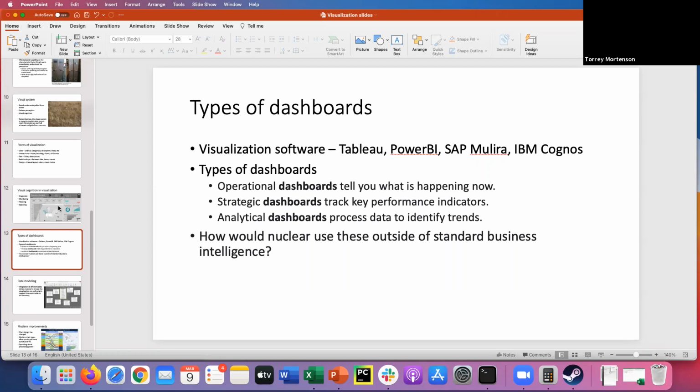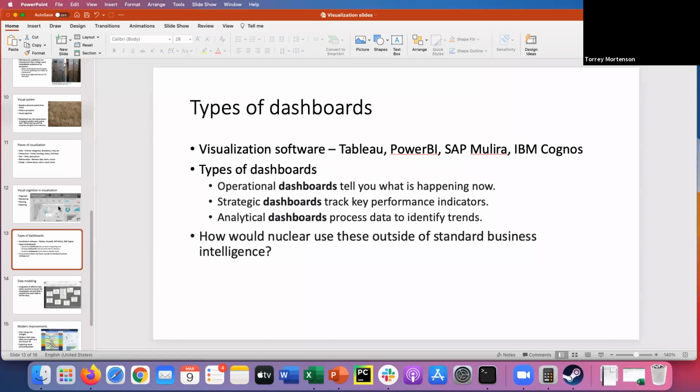There's three primary types of dashboards to be aware of. And another thing to keep in mind, the concept of the dashboard came from business intelligence. So when you explore these, you're going to see a lot of finance data or accounting or sales. That's very, very common for these. So that's why they're couched in this way: tell you what's happening now, track KPIs, and then process data to identify trends. Those are all aspects of business intelligence and goals of dashboards.